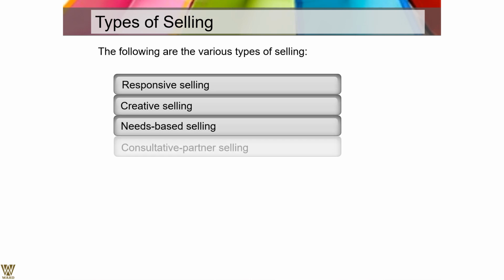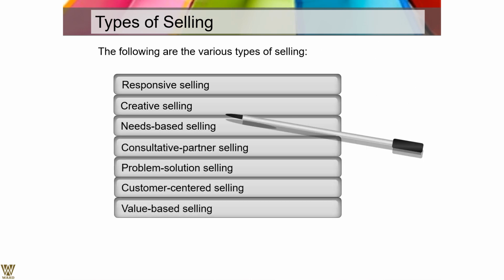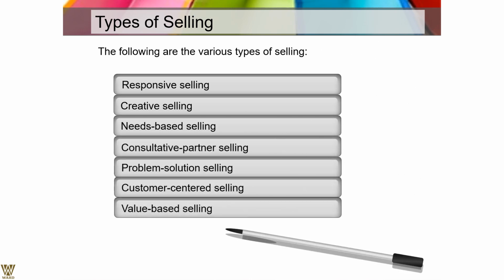The following types of selling are there: responsive selling, creative selling, need-based selling, consultative partner selling, problem solution selling, customer-centered selling, and value-based selling, as the case might be. Responsive selling: there is an inquiry, respond to it. Creative selling: create a requirement, a need.